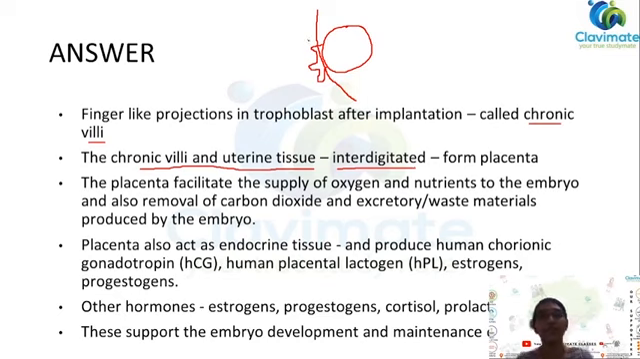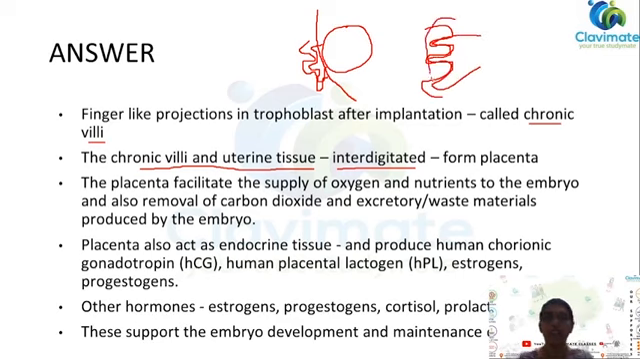So here is the uterine wall, and it will get interdigitated. It is like this. Here you have the trophoblast forming chorionic villi, and this is the uterine wall. Both together will form the placenta. What does the placenta do? It supplies oxygen and nutrients to the embryo, and also removes carbon dioxide and excretory waste materials produced by the embryo.